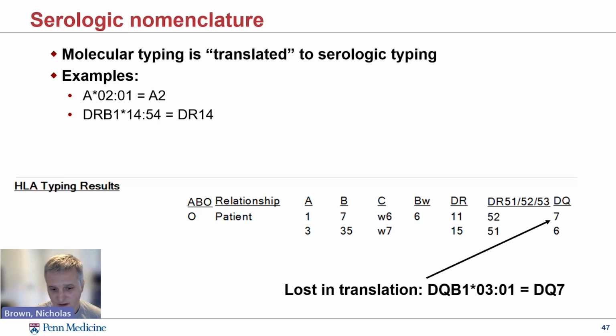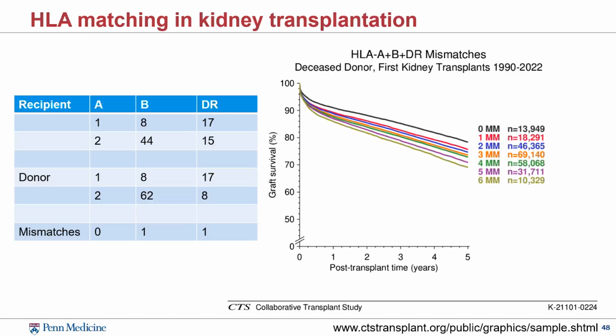However, there are some things that are what I like to say is lost in translation. So for example, this DQ7 in the older serologic nomenclature is actually encoded by the DQB1*03:01 gene. And you can see that 7 is not at all evident anywhere in this molecular nomenclature. And that's for kind of historical reasons I won't go into, but there are a bunch of these alleles that are kind of the exception. So we have to be able to kind of tell between the 2 of them and translate between serologic and otherwise.